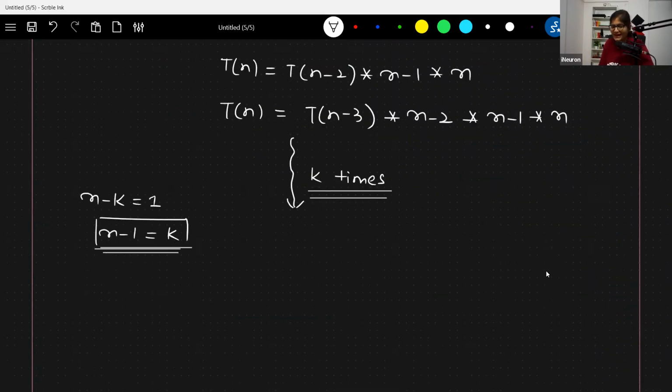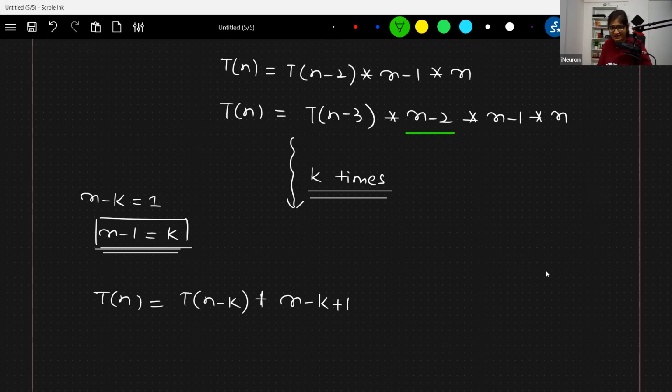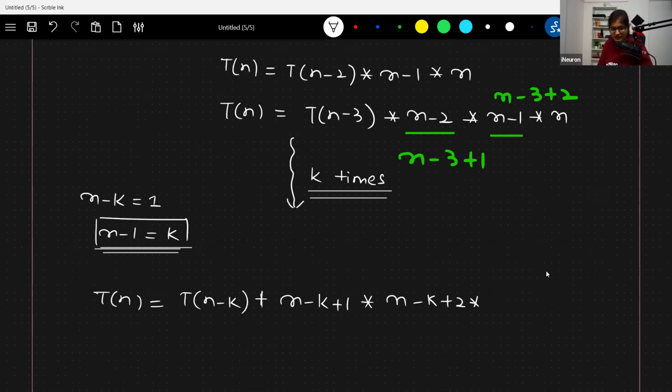So we will place the value of k as n minus 1, but before that we need to bring that equation. When I repeat this task k times, we get T of n equals T of n minus k times the terms n minus k plus 1 into n minus k plus 2, and so on, into n minus 1 into n. Because if you observe, this is nothing but n minus 3 plus 1, and this is n minus 3 plus 2. Can we write it like this?